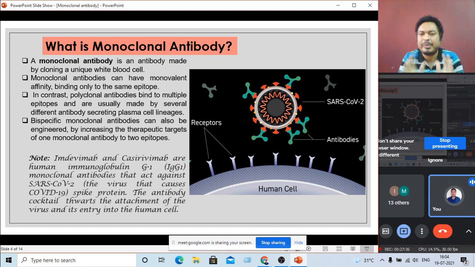Very minimal changes may be occurring, and these minimal changes can be accommodated by the particular antibody, because I already said the antibody has a different site which is called the variable site, and this variable site can change its structure so that it can match with the particular epitope. Okay, if the changes are very minimal. But if the changes are highly variable, not minimal, then in this condition our vaccines are useless. They cannot prevent the entry of the virus inside the human body.